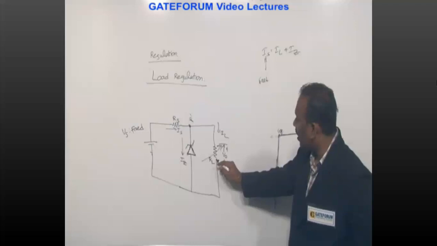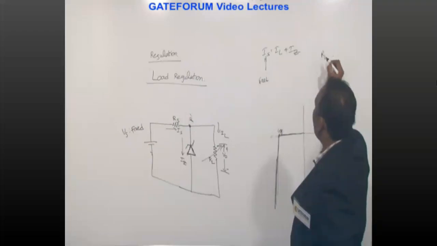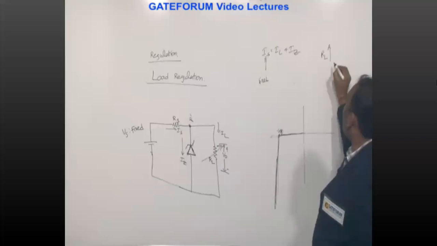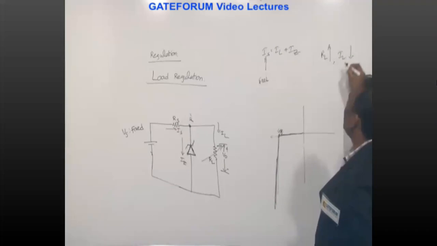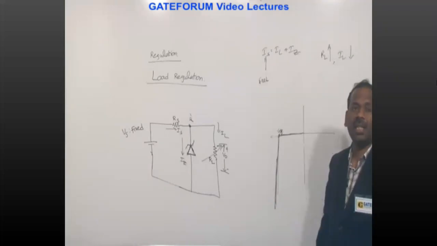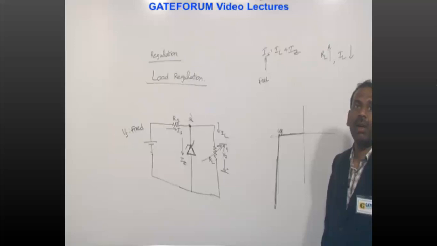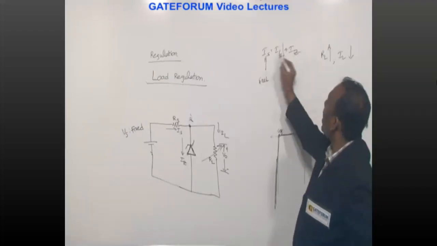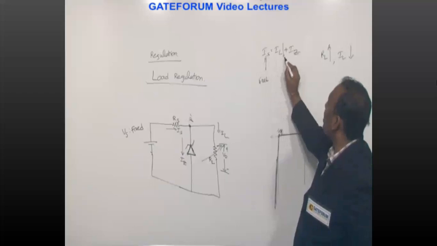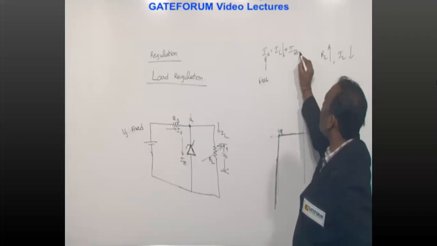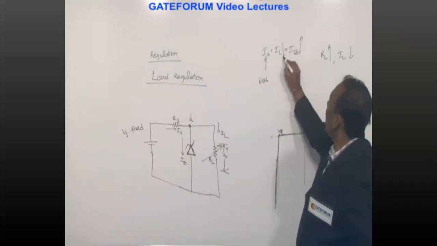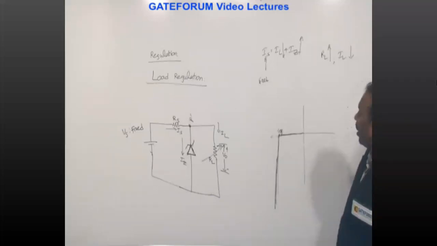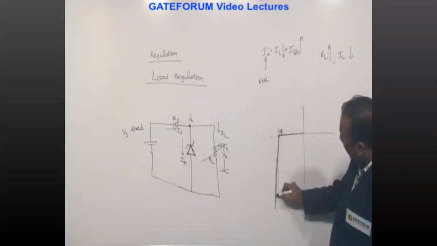Now, what is going to happen? We are changing the RL value. Let us suppose the RL value is increased. RL increased means IL is going to decrease. Resistance increases means the current flowing through it is going to decrease. Now IL decreases. In order to satisfy this equation, IS has to be constant and IL is decreasing. Therefore, IZ has to increase by the same proportion, then IS will remain constant. Now see here, IZ is increasing.